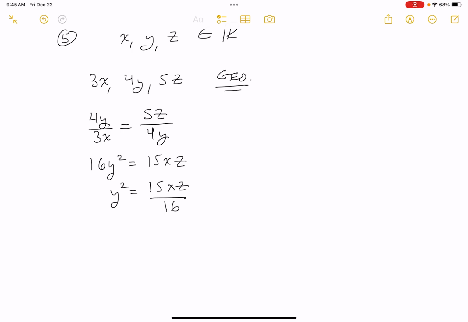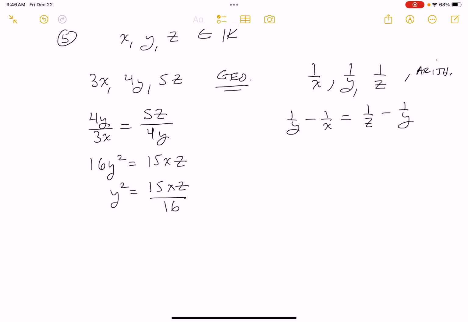I'm going to write the next fact down they told me. And they told me that 1 over x, 1 over y, and 1 over z was arithmetic. Now, what does that mean? They have a common difference. So that means 1 over y minus 1 over x will be the same thing as 1 over z minus 1 over y. I'm going to kind of rearrange that too.